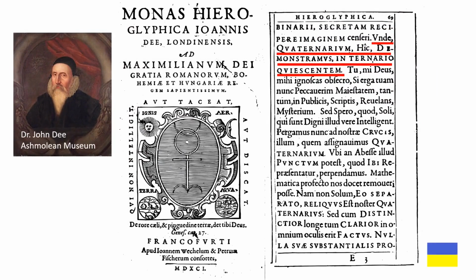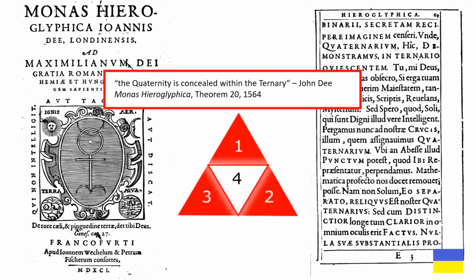The Monas Hieroglyphica by John Dee, first published in 1561. In it he writes, "Unde quaternarium hictum instramus, in ternario quiescentem." Loosely translated, as per Alexander Waugh and Alan Green, it says the quaternity is concealed within the ternary. Notice that when you put 3 triangles together, there is a 4th hidden triangle in the middle.